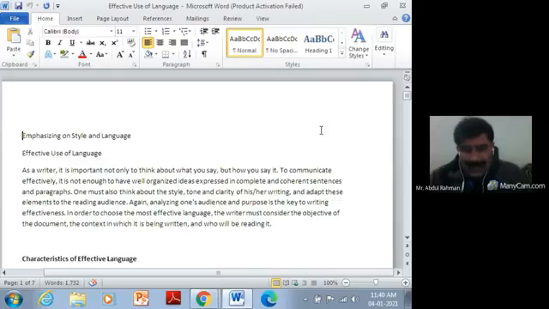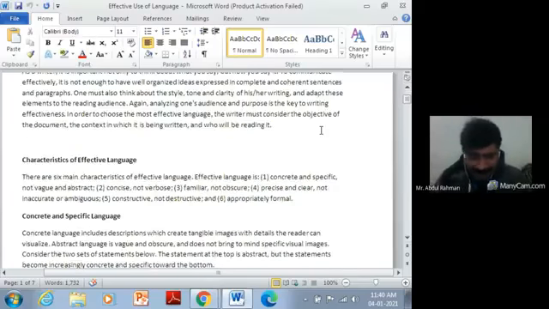So then the next thing is the characteristics of effective language. Language, when used effectively in both technical and academic writing, has 6 characteristics. Number 1, it is concrete and specific, that is, language which is not vague and abstract. Most of the time, the language we select is a material one, and at the same time it is clear.